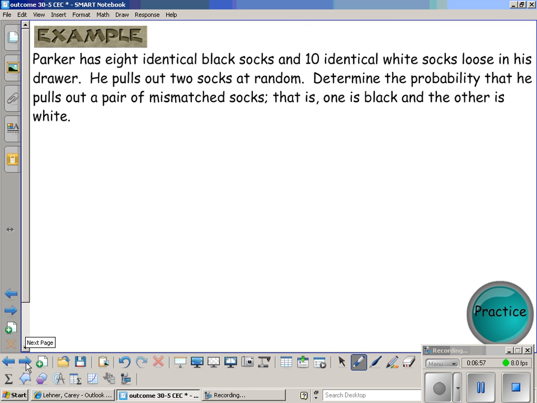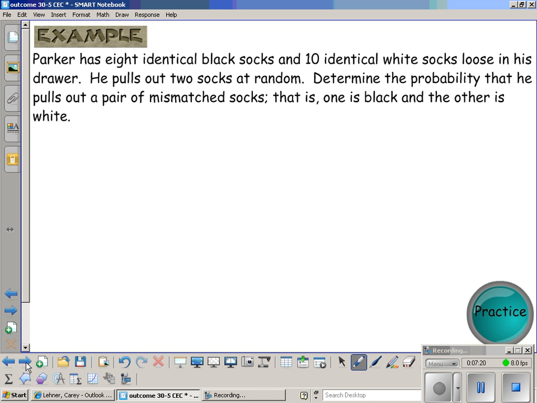All right, let's consider this one. Parker has 8 identical black socks and 10 identical white socks loose in his drawer. He pulls out 2 socks at random. Determine the probability that he pulls out a pair of mismatched socks. That is, one black and the other is white. So how could we do this?